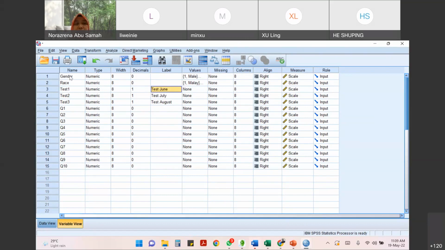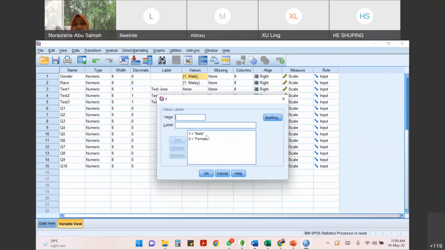For gender, because you have 2 options, you can use numbers. 1 is for male, 2 is for female, or vice versa. Just put the value here, put the label, and add. Same goes to race. Value here, label here, add, and so on.